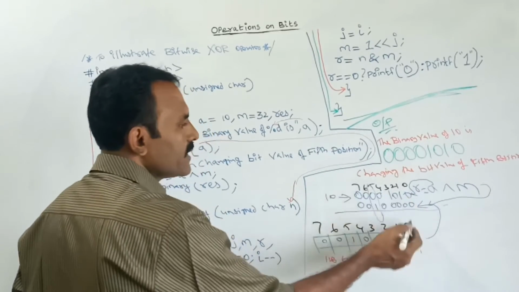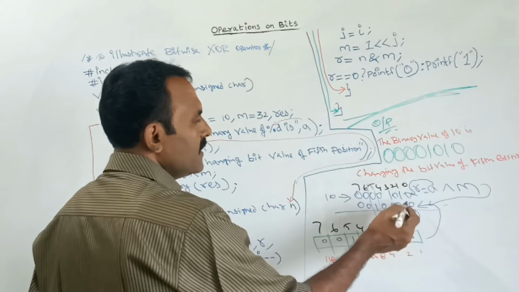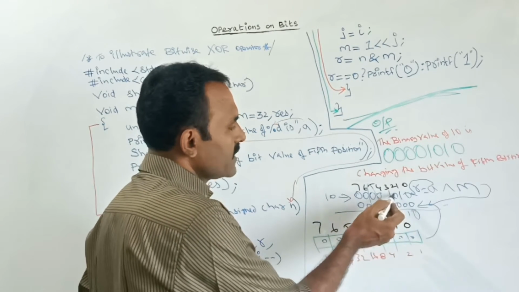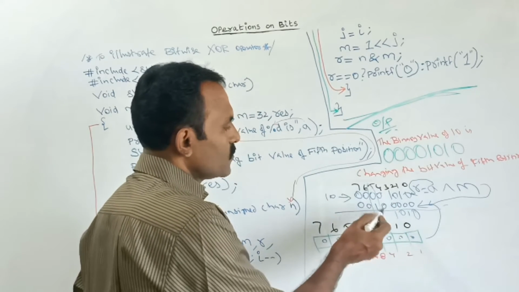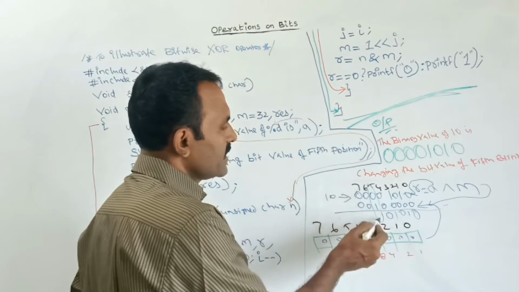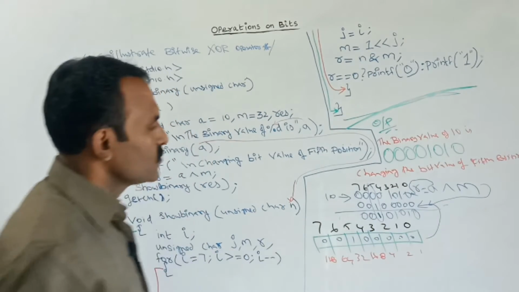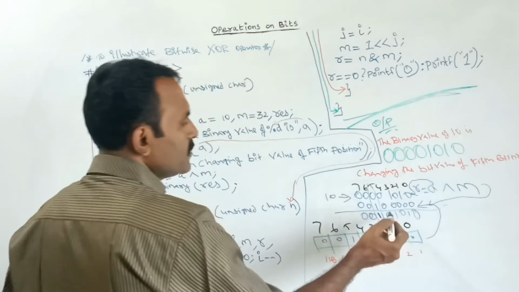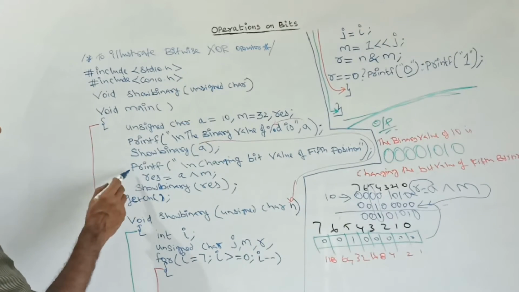Now you use the table. 0 and 0, if both the values are 0, then the result is 0. Here different values, so the result is true. Here same values 0 and 0, so the result is 0. Here different values, so true. Here same values, so false. Here different values, so true. Here same values. So this is the result: 0 0 1 0 1 0 1. See, this message will display here.